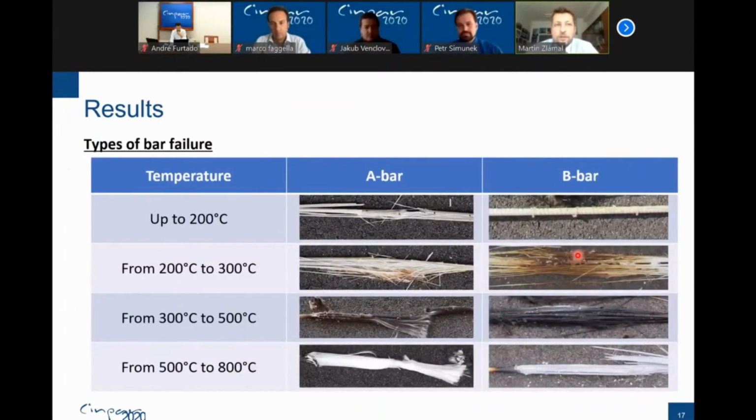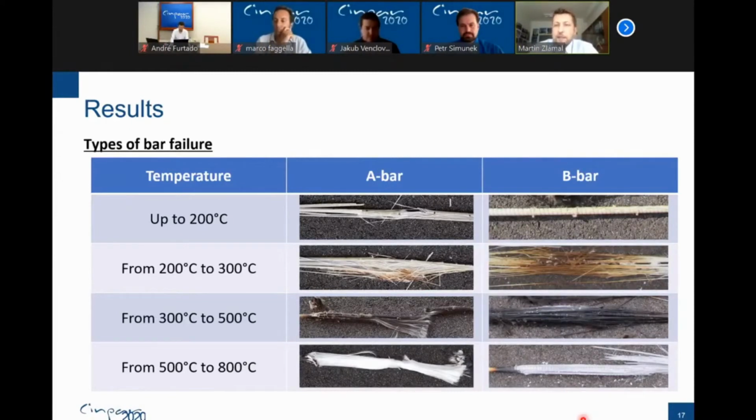Now, something about the results. I divide the results into 4 groups. In the first group, up to 200 degrees Celsius, you may observe that the shape and the color of the reinforcing bar are practically the same. And you may observe the classical rupturing of the FRP bars along the fibers.